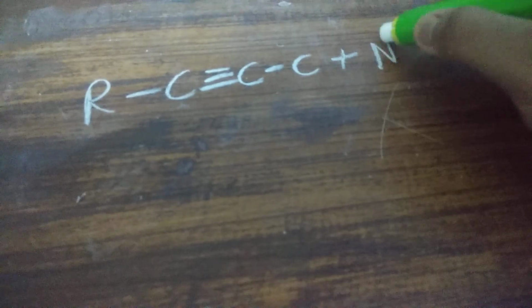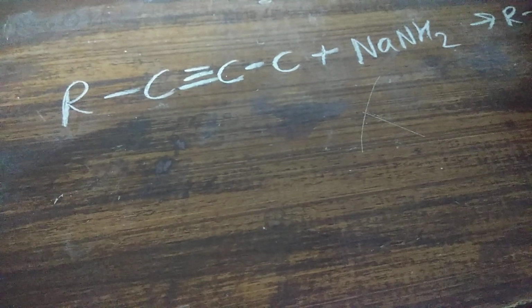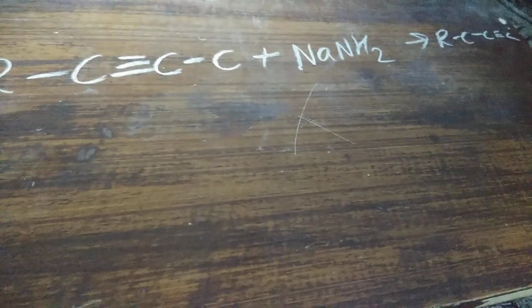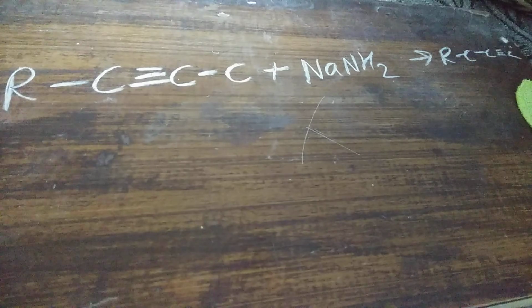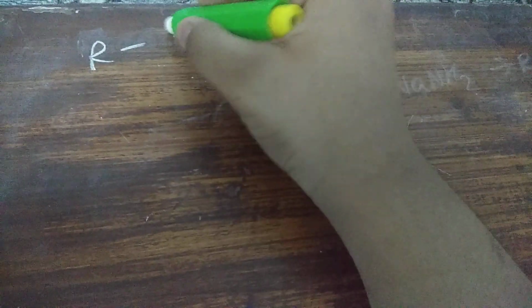Hello friends, today we are going to discuss the mechanism of a very interesting reaction. This plus NaNH2 gives a terminal alkyne. Just for reference, this question was asked in JEE 2005 along with chemical equilibrium: write the mechanism of this reaction and the chemical equilibrium. My purpose in making this video is that this reaction is really very interesting and I find its mechanism really very interesting.